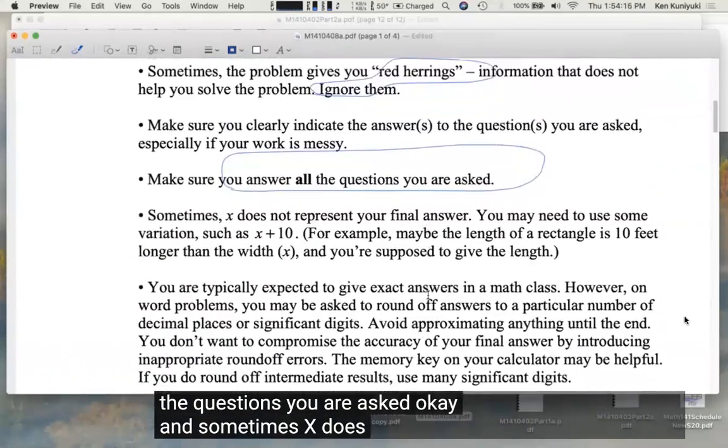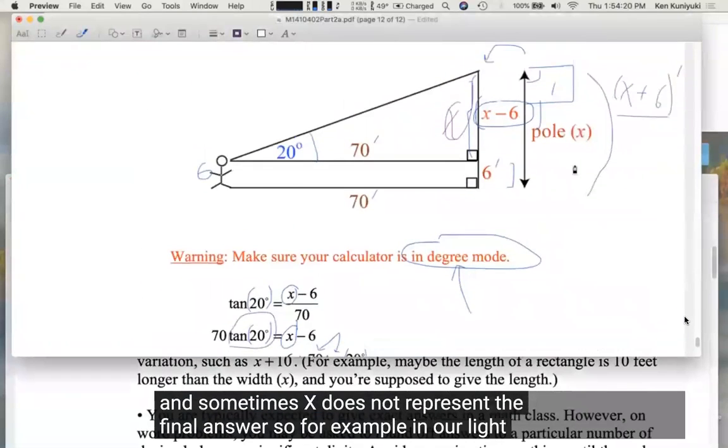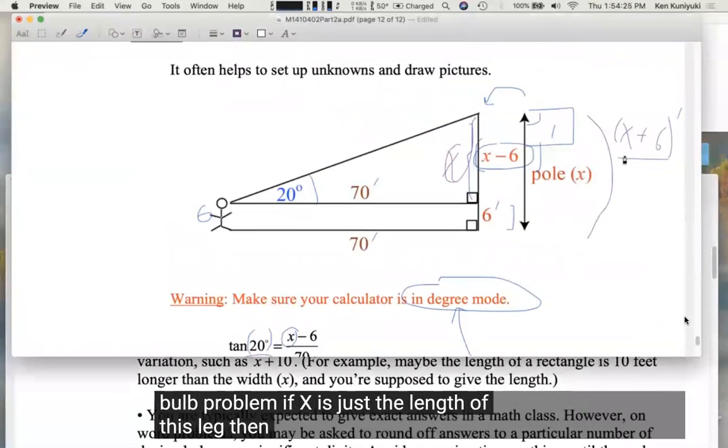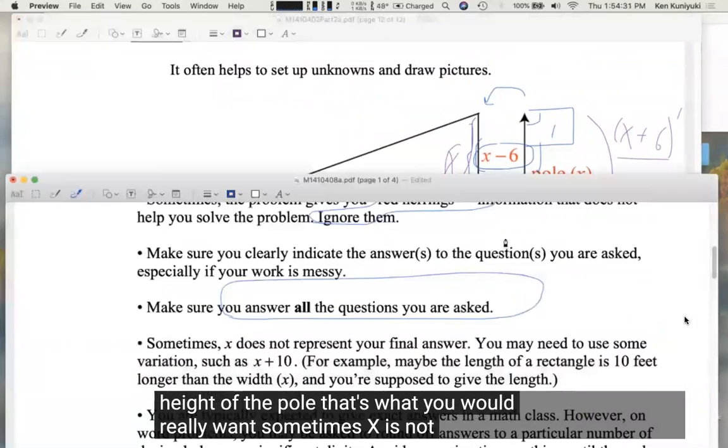And sometimes X does not represent the final answer. So for example, in our flagpole problem, if X is just the length of this leg, then X plus 6 in feet is the height of the pole. That's what you would really want. Sometimes X is not your final answer.